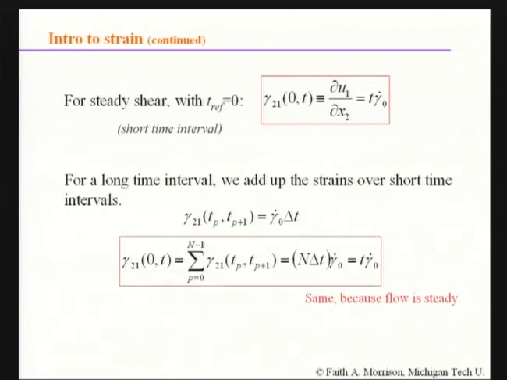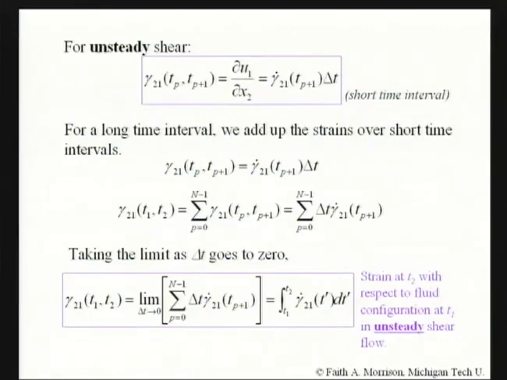If the rate is not constant, when we try to add these up, it's not going to factor out like this, but it's going to turn into, in fact, an integral. And that's what I'm showing here. For unsteady shear, for flows where gamma dot naught is not constant, we have the same definition for shear strain, and we have the same result, which is that the instantaneous shear rate times the time interval is equal to the strain. As long as we have this short time interval, this still works.